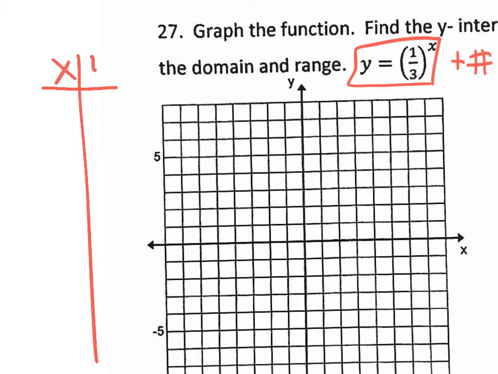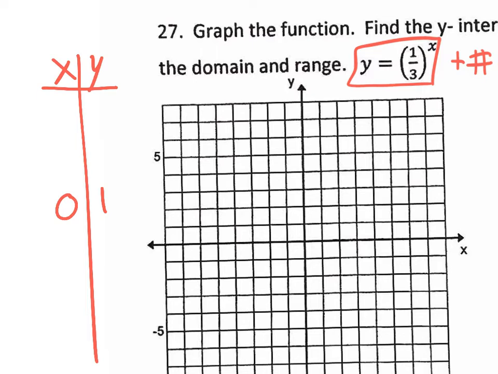Put an XY table, and we want to plug in some easy inputs. What's the easiest number to plug in? 0. If you plug in 0, what's your output going to be? Now remember, it's 1/3 to the 0 power. Anything to the 0 power equals 1.